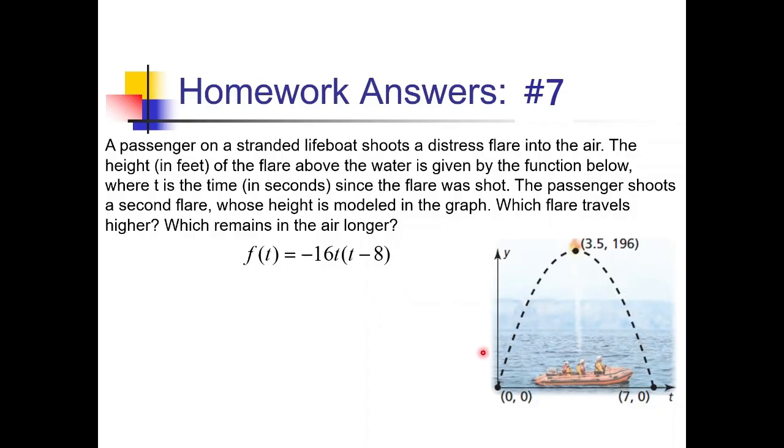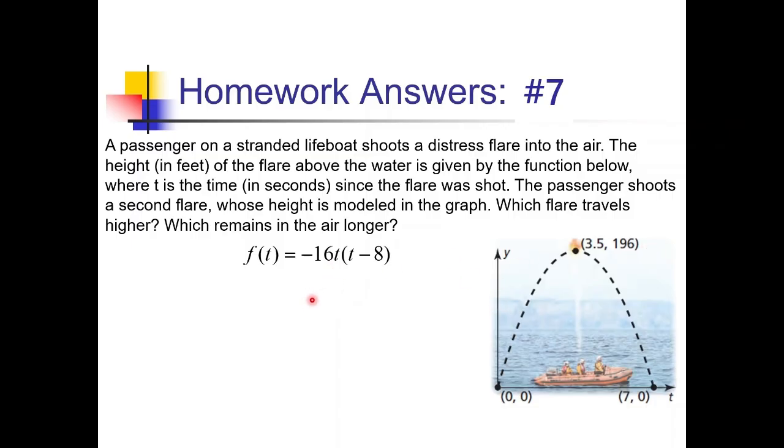So we already know everything we need to know about the height and the time in the air of that second flare, right? It goes up to 196 feet, and it takes 7 seconds before it hits the water again, before it reaches a height of 0. But for the first flare, we're going to have to find the x-intercepts, or I guess they'd be t-intercepts in this case. And also we want to find the max for this function as well. Compare it to this other max.